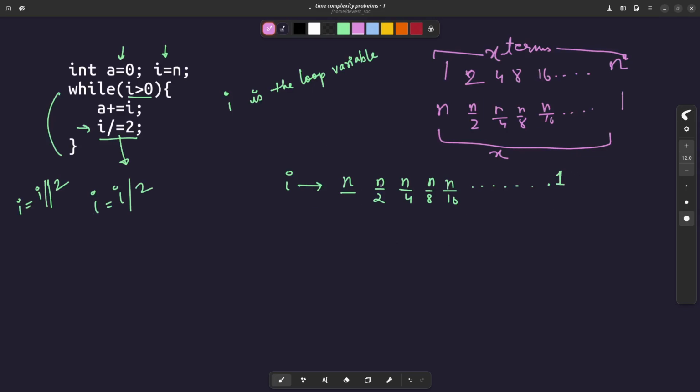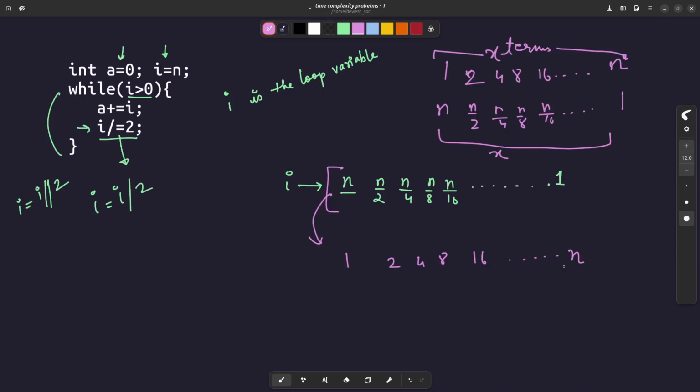But if I just want to find the number of terms, then I'll just reverse the series. I'll make it like this. And I will find the number of terms in this series, because this one is easier for me. If I find the number of terms in this series, then that will be equal to the number of terms in this one. And hence I will get the number of times the loop is running.